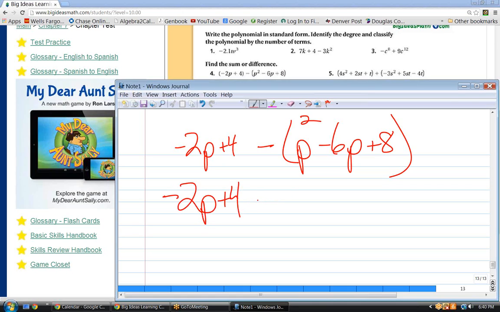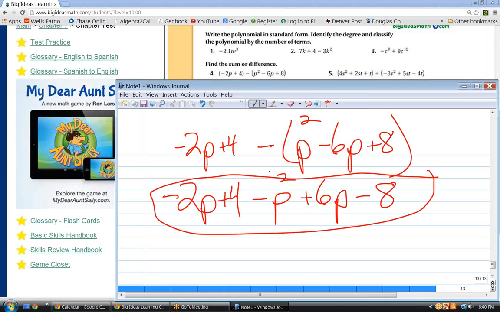So what are my terms going to be? Minus p squared. Now distribute this negative sign to the second term. So is it just 6p? It's plus 6p. Now distribute it to the constant. Minus 8? Okay, that's good.